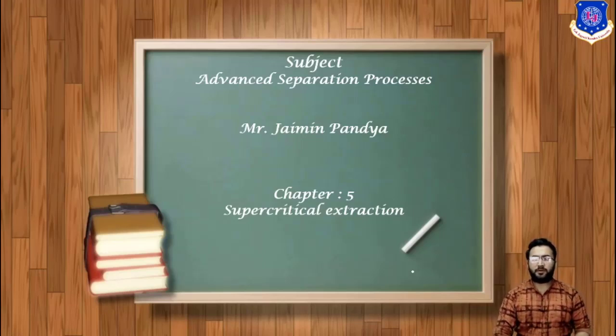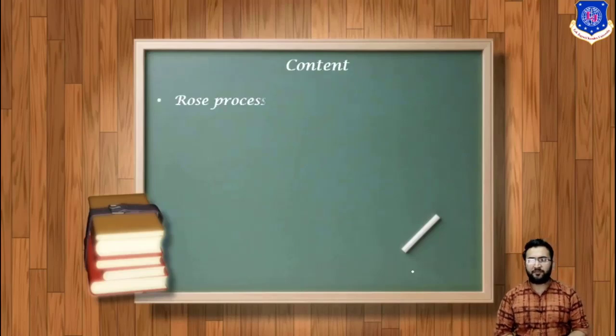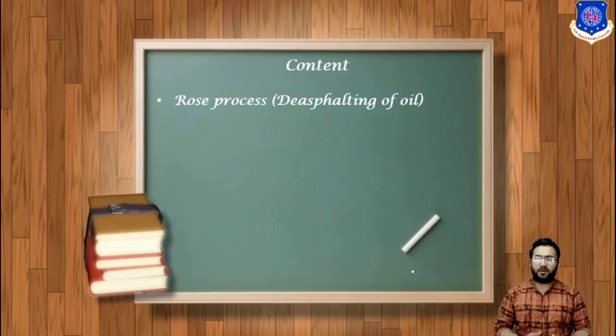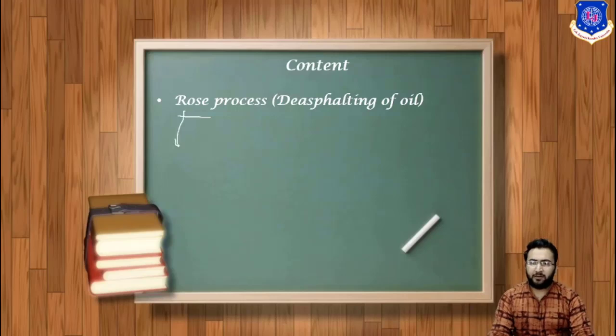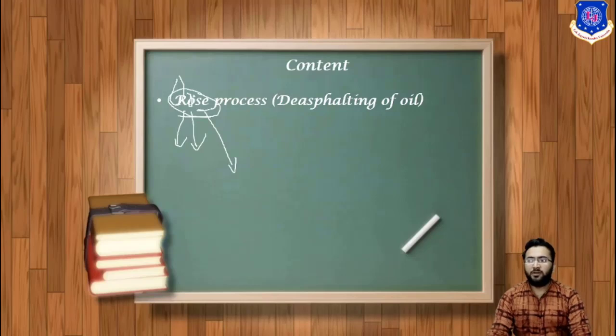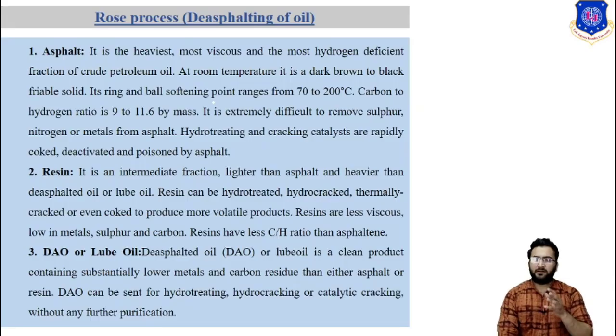So let's continue with chapter number 5, which is supercritical extraction. In this lecture, we are going to discuss the ROSE process and its benefits. The ROSE process, also known as de-asphalting of oil, where ROSE means residual oil supercritical extraction, where R stands for residual, O stands for oil, SE stands for supercritical extraction. That's why it's known as the ROSE process, also known as de-asphalting of oil. So let's discuss this process.